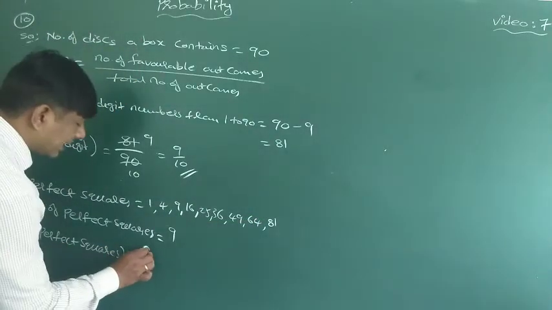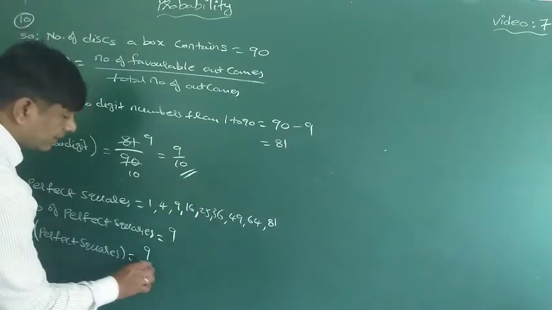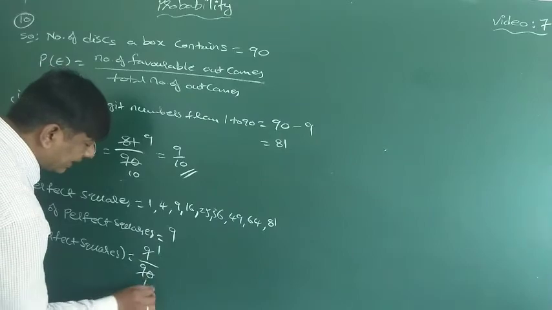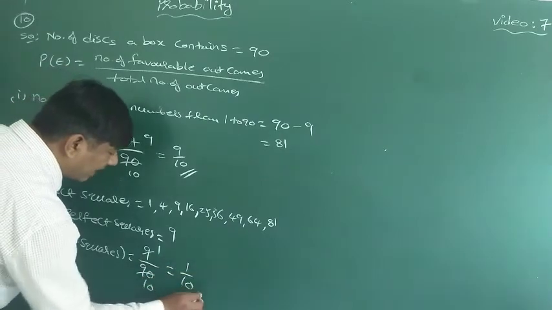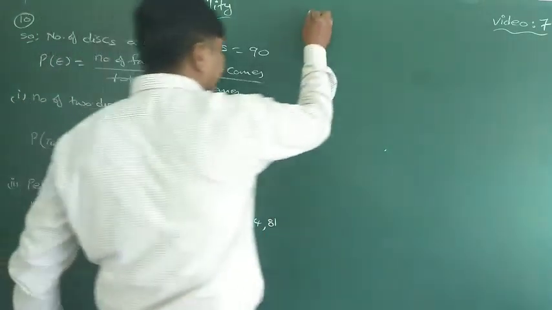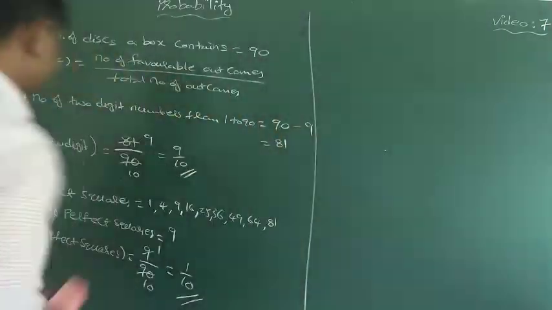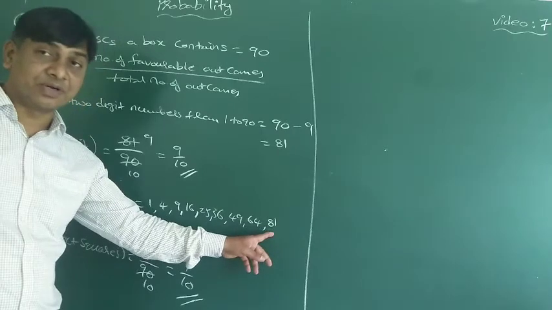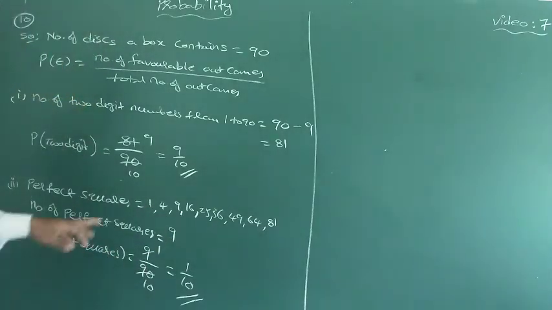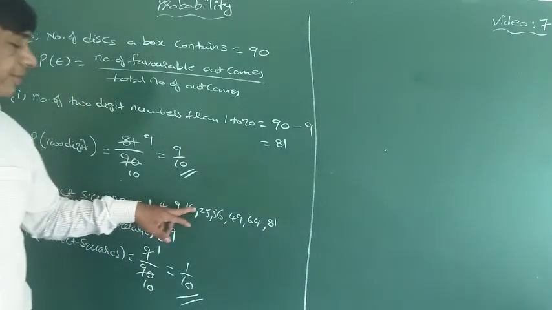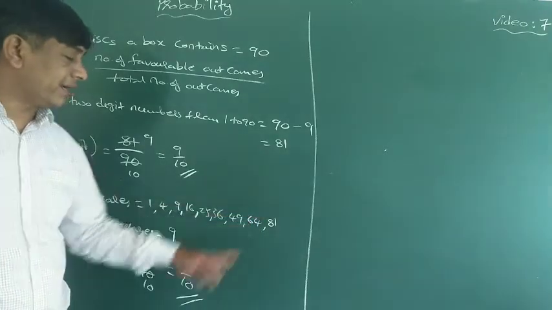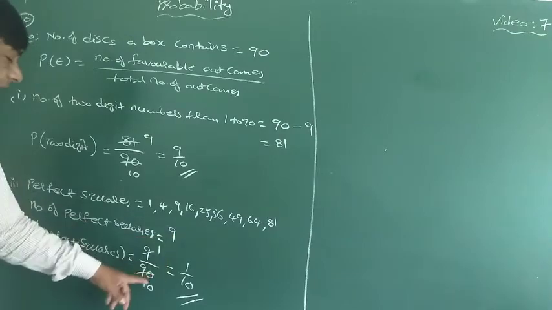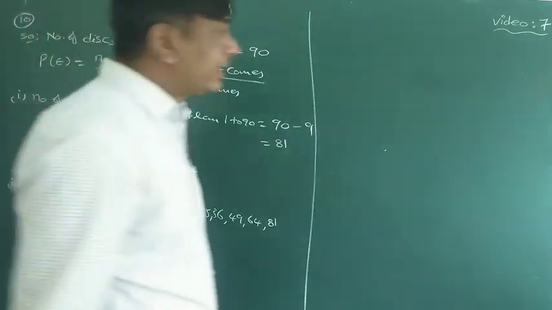So perfect squares are 9 by 90. Please correct this one. 9 1s are 9, 9 10s are 90. That is equal to 1 by 10. Sorry, I took 8 only, I did not consider this. 1, 2, 3, 4, 5, 6, 7, 8, 9, so 9 perfect squares are there. Probability of a perfect square is equal to 9 by 90, that is equal to 1 by 10.